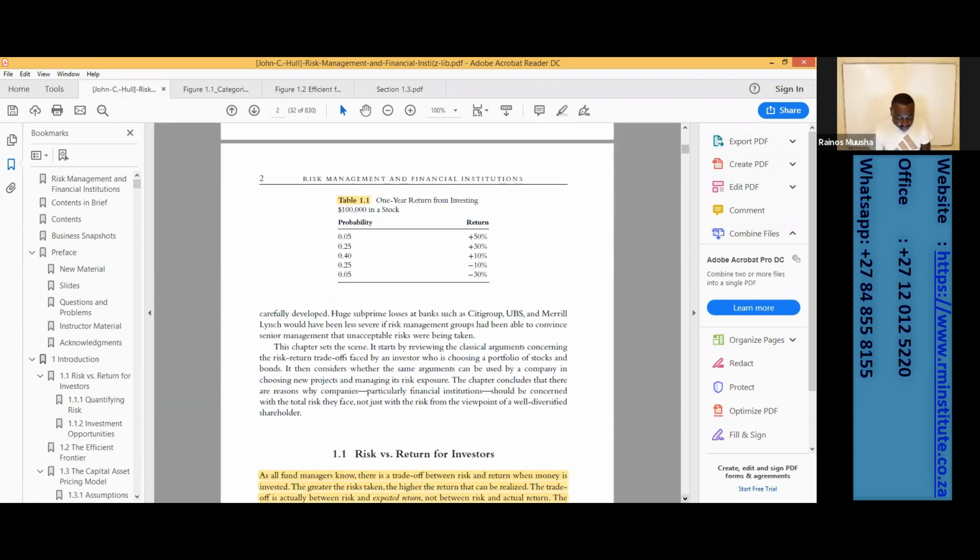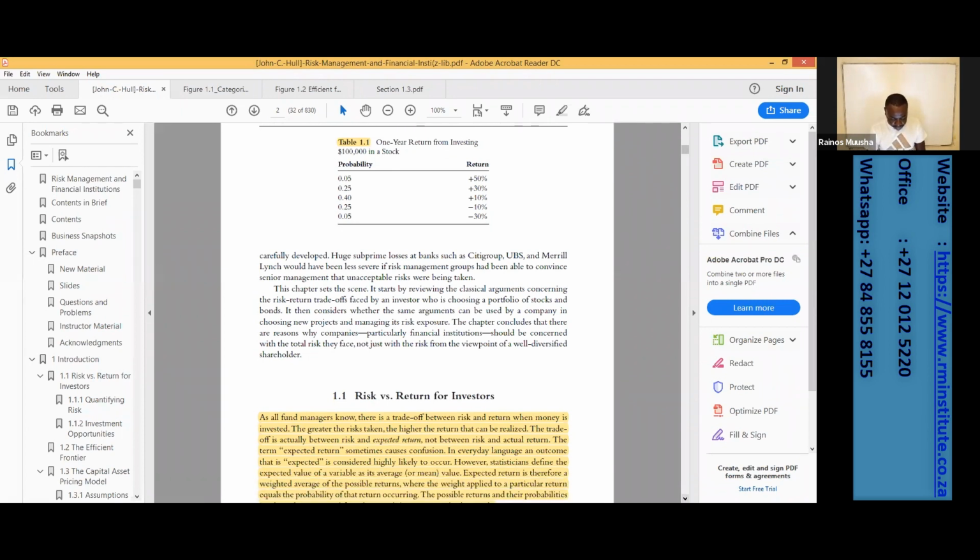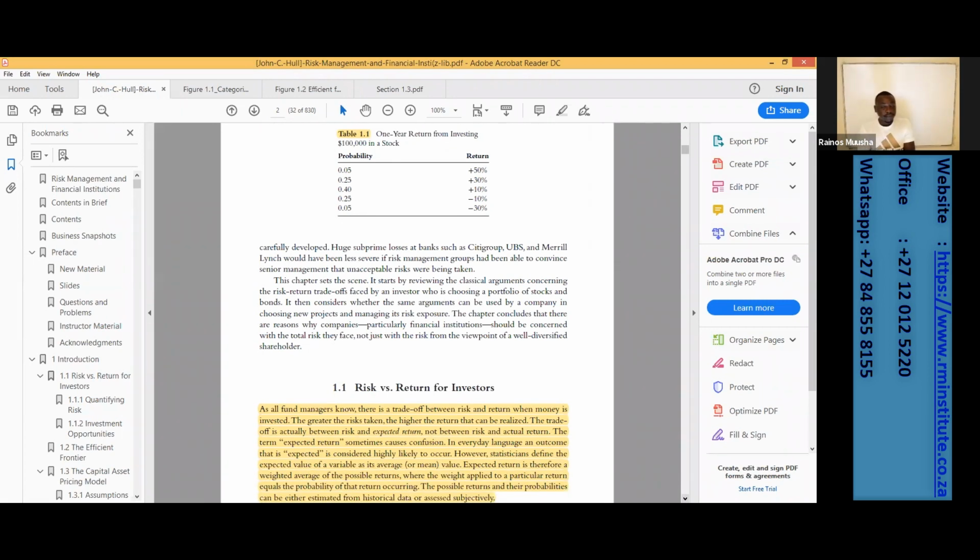On the second page of the textbook, they give us Table 1.1, and we're going to use it when discussing the relationship between risk versus return for investors. So we need to find out exactly what the general relationship is between risk and return for investors. In section 1.1, they look at risk versus return for investors.